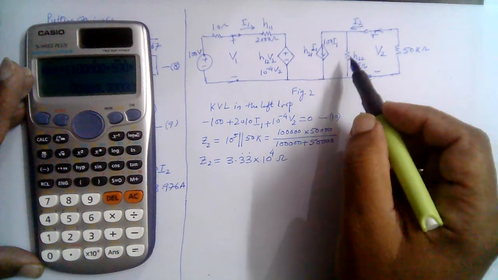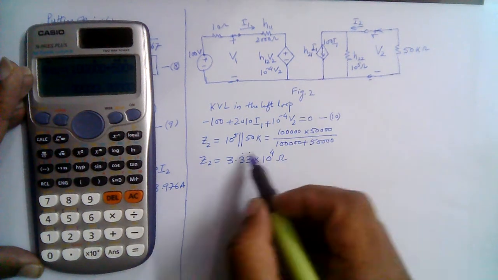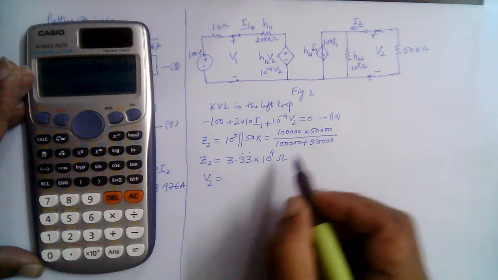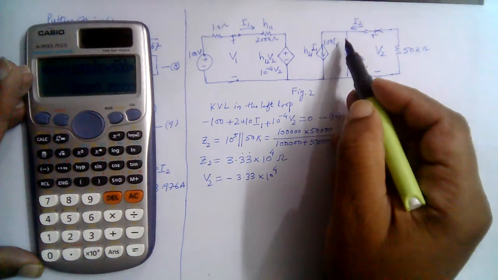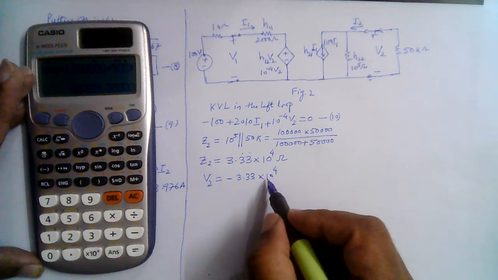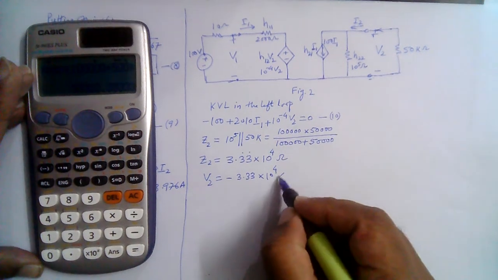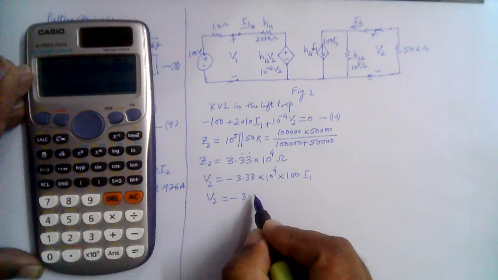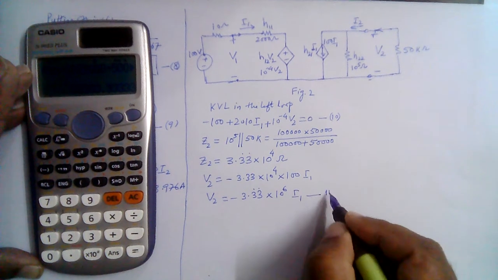And now note that when these two are combined together, the same current flowing here will flow through this equivalent branch. So V2 will be equal to minus this 3.33 into 10 power 4, because the direction of current is this way, so we'll take a minus sign here, right? So this impedance multiplied by this current, so this is 100 I1, multiplied by 100 I1. So V2 is equal to minus 3.33 into 10 power 6 I1. So let me call this equation 11.